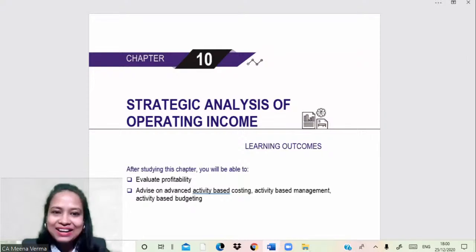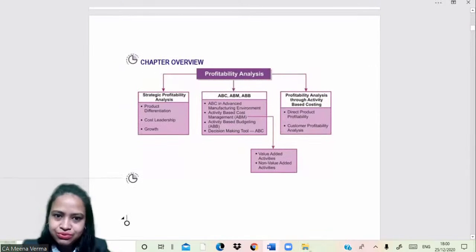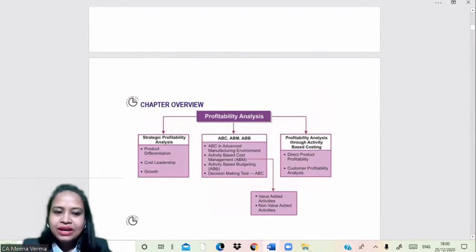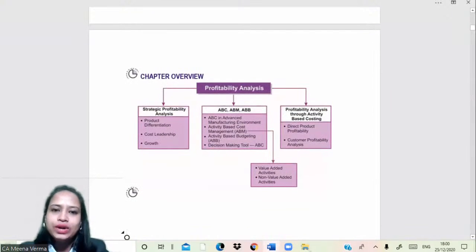And now let us start this chapter. We have two sessions allotted for covering this chapter, and in this chapter we will do profit analysis. We can divide this chapter into three parts.